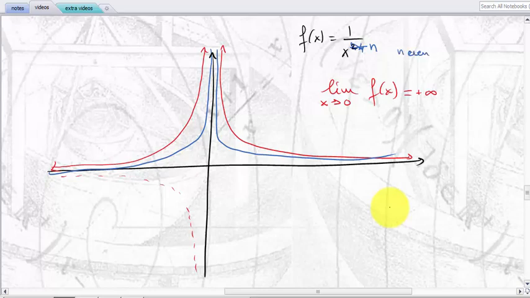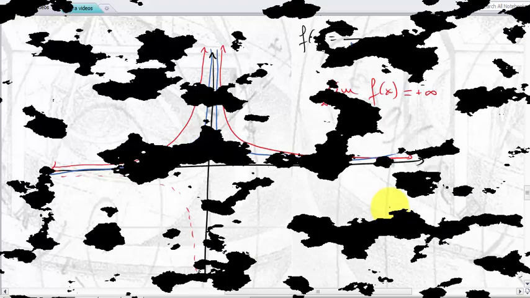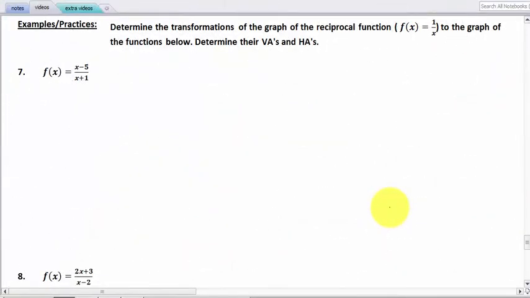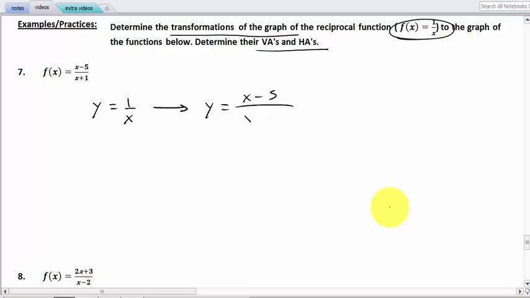All right, let's finish with a couple of examples, and we'll be done with this extension of the limit notation video. All right, so we have to determine the transformations of the graph of the reciprocal function to the graph of the function below, and determine their vertical asymptotes and horizontal asymptotes. So we want to see how the reciprocal function gets shifted to this function given, x minus 5 over x plus 1. How do we do it?